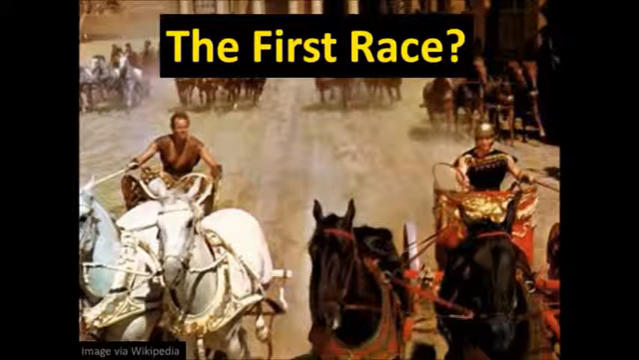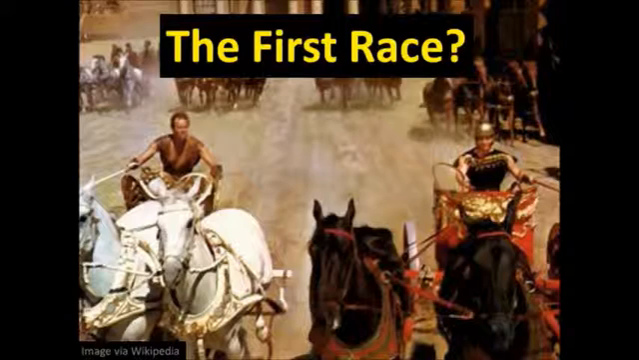So when was the first ever race? Well, it's hard to precisely identify. For example, we've got a movie from 1959, Ben-Hur, which depicts a scene from Jesus' time, so 2,000 years ago in Rome, a chariot race. And so we could say, well, that could be the first race, kind of this era.